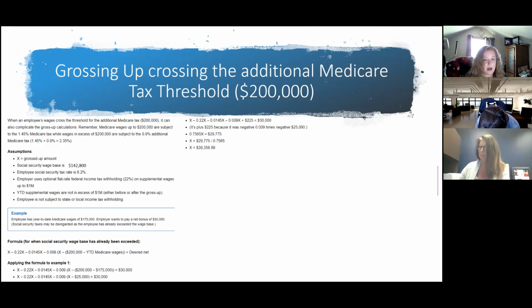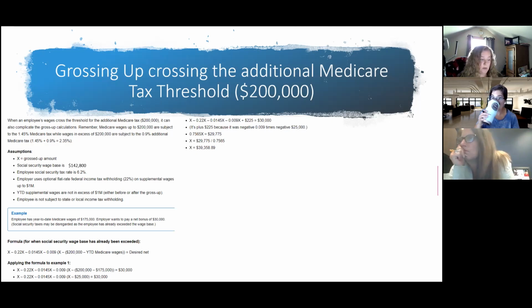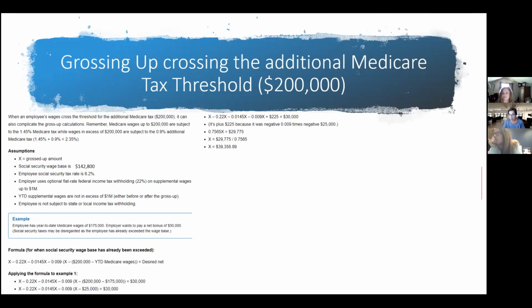So if we take order of operations from a very long time ago, order of operations tells us we do everything in parentheses first. So we're going to take our 200,000, subtract 175,000, that gives us 25,000. So then inside that set of parentheses, we now have X minus 25,000. If we continue, and of course I had to jump into the next column because I was running out of slide space, we have X minus 0.22X minus 0.0145X minus 0.009X plus 225. So for those of you that loved high school algebra, you just did the distributive property with that 0.009 and distributed it to everything inside the parentheses. I'm taking you back this Friday, aren't I?